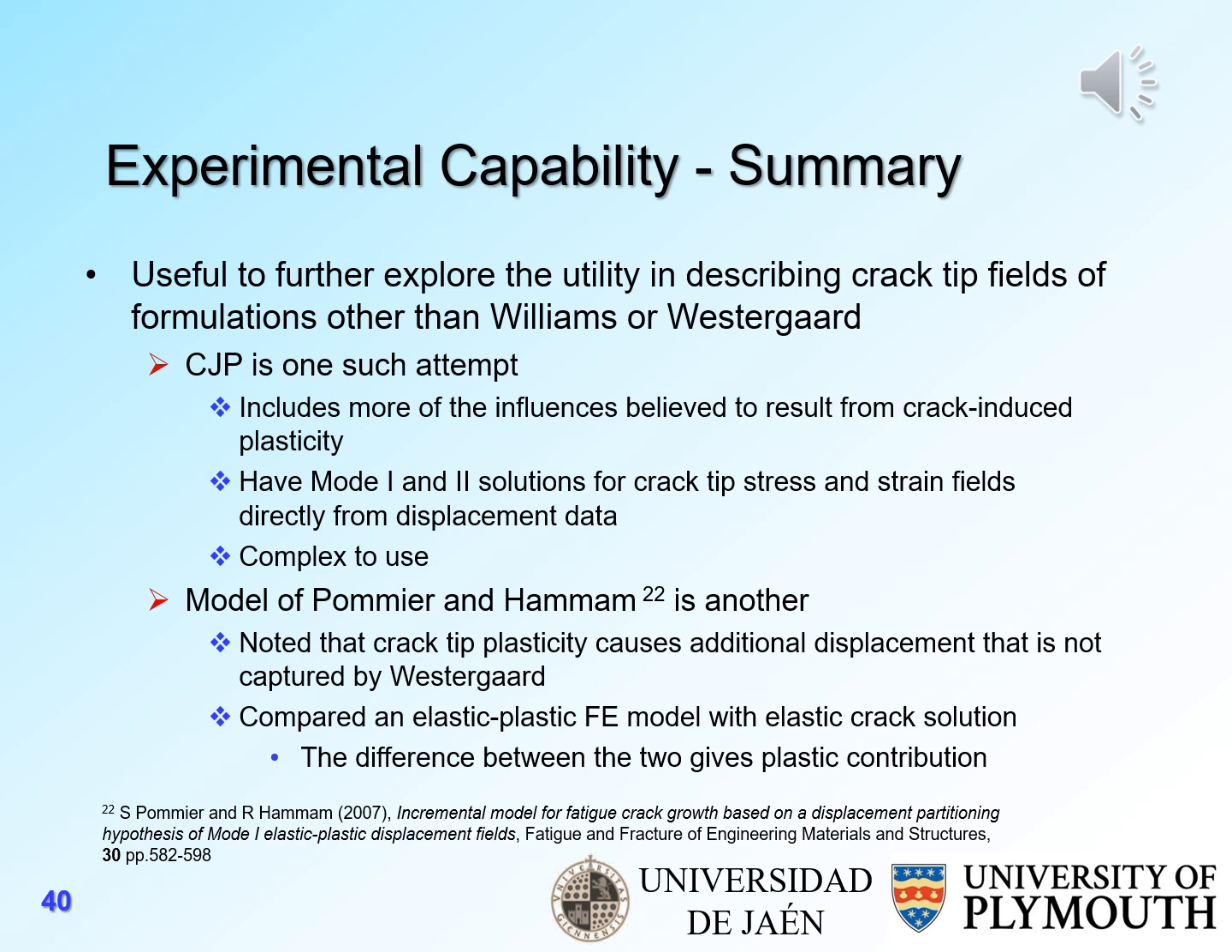The CJP model is one such attempt. It includes more of the influences that are believed to result from crack-induced plasticity, and so far we have Mode 1 and Mode 2 solutions for crack tip stress and strain fields directly from displacement data, but its disadvantage is that it's complex to use. We are trying to work on online interfaces that would allow easy analysis of the data and would make it more widely available. The model by Pommier and Hamin is another one.